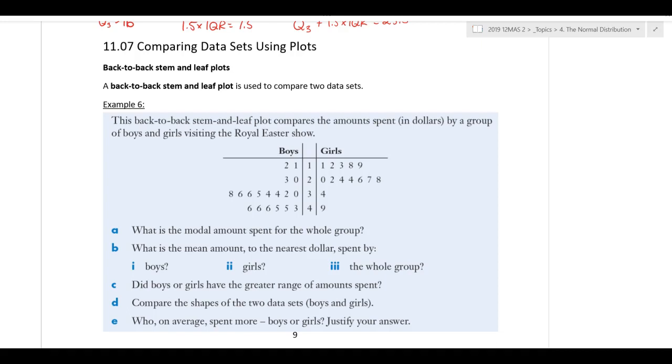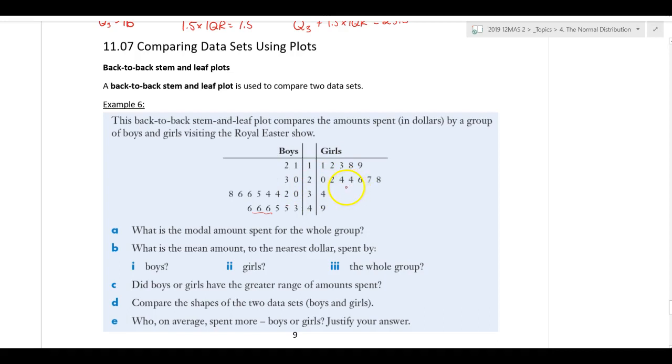We can see a bit of a pattern here, right? I don't think that I want to say that it's skewed. I'm not sure that I want to say that, but we're going to have to. Part T. What is the modal amount spent for the whole group? Mode being the most common score. So, I've got 3 46s. Is that going to be it? I don't know.